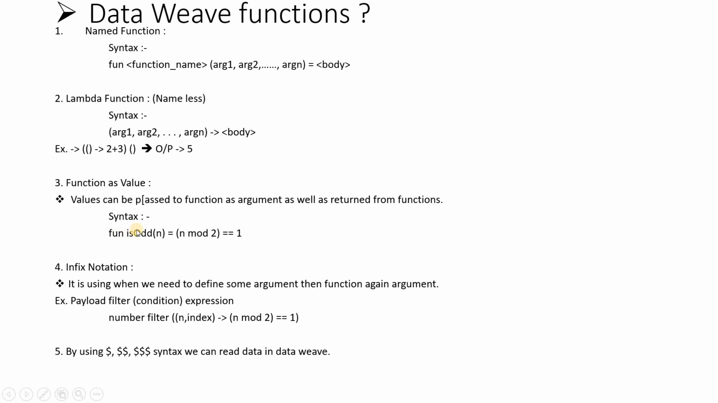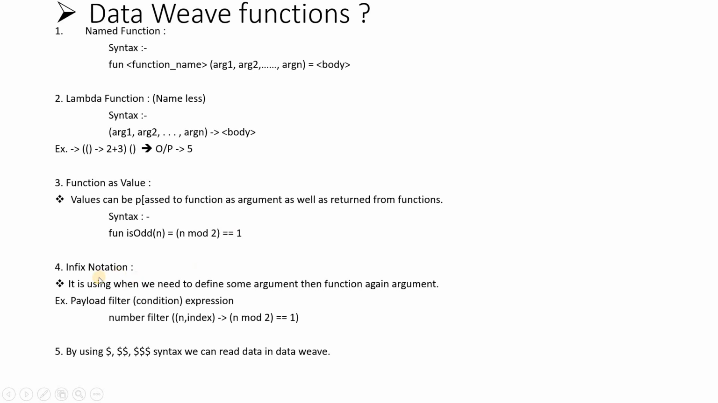So let's say here I have defined one function, the is_odd function. In the is_odd function I am providing the n argument. This n argument implements n mod 2 equal to 1. So this is one of the ways we can define a function as a value.